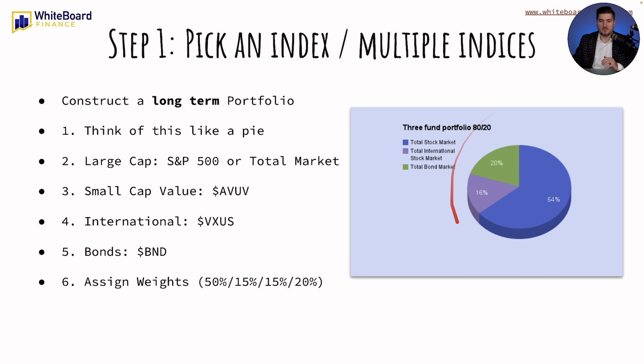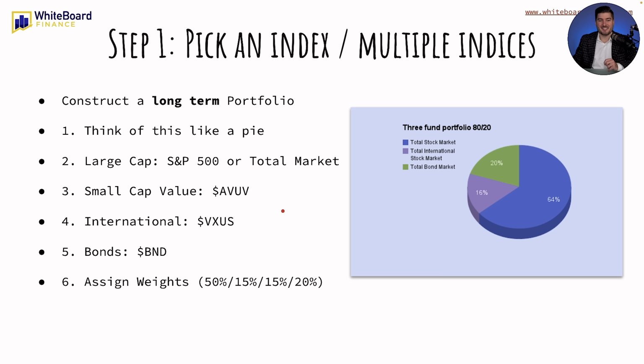So number one is, think of this like a pie. That's why I use this picture specifically. This is just an example of a three-fund portfolio. It's called 80-20 because 80% is dedicated towards equities, 20% towards bonds. Number two, you can look at large cap, so like S&P 500 or total market, like VTI, for example. If you want to look at small cap value, you can look at ticker symbol AVUV.